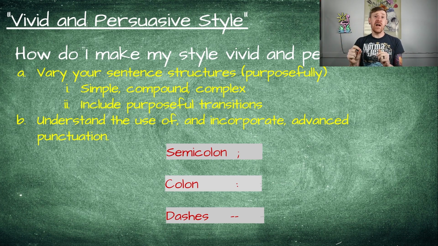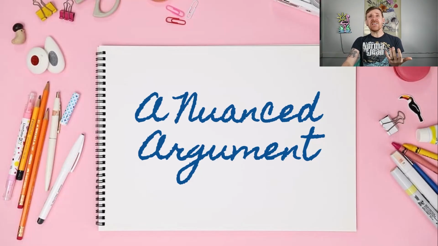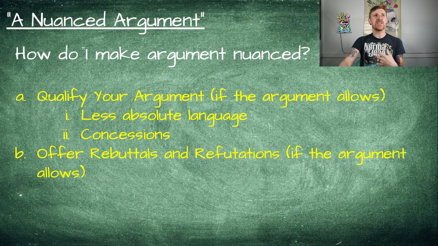But nonetheless, if we can use advanced punctuation consistently and purposefully well, then it's going to really help us as we work to earn that sophistication point. Now, the last thing that we want to look at is the nuanced argument. You can produce an argument that is nuanced, and there are different ways that you can do that. The first way you can do it is to qualify your argument if the argument allows.